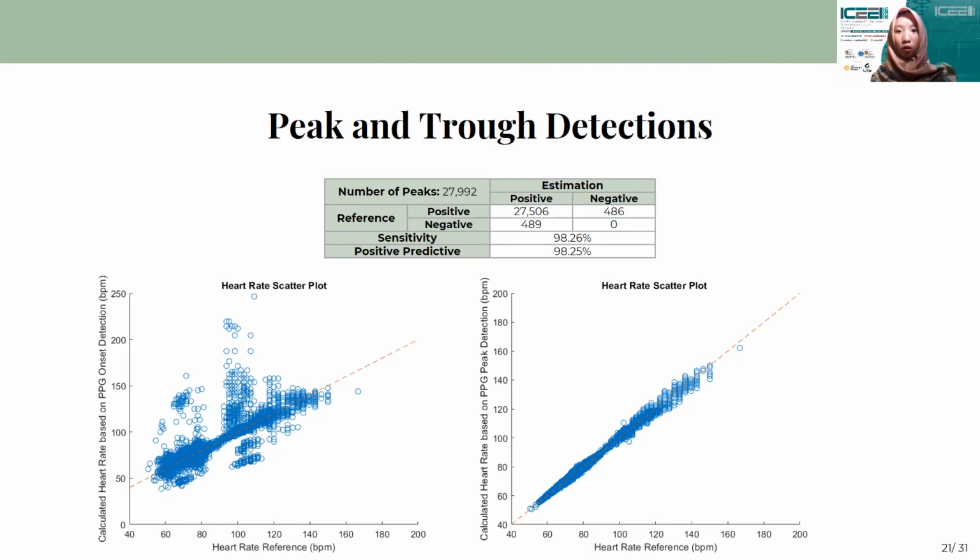Here are the peak and trough detection algorithm evaluations. From this table, we can see that the peak detection algorithm is good because it has more than 90% sensitivity and positive predictive value. From the scatter plot below, we can see that the peak detection algorithm is better than the trough detection. It happened because in some PPG segments, there is venous pulse influence at the trough locations.